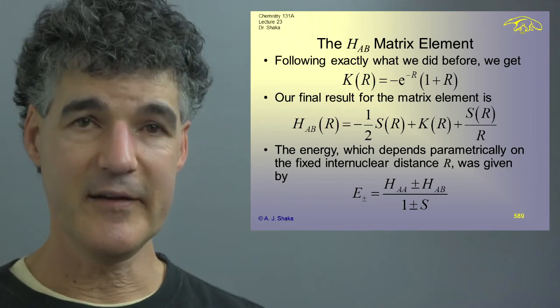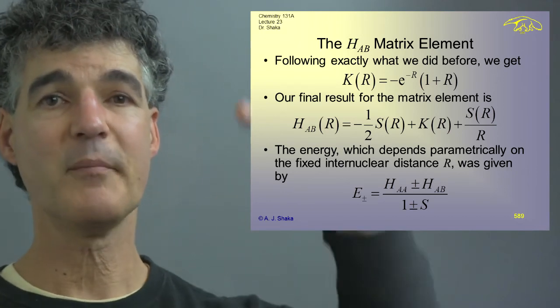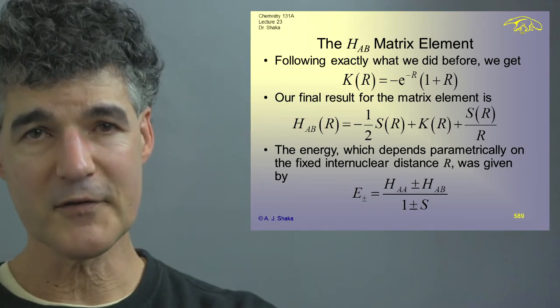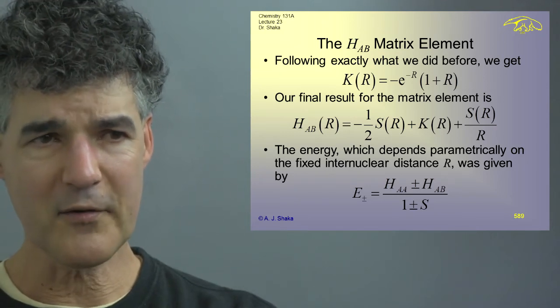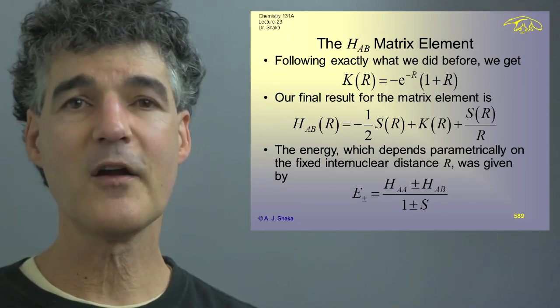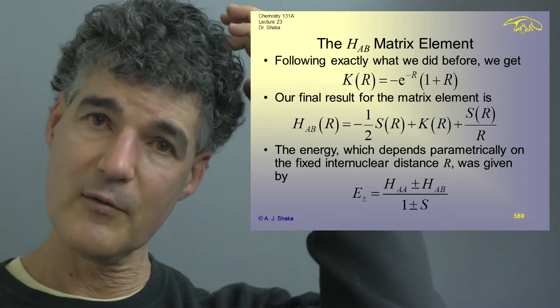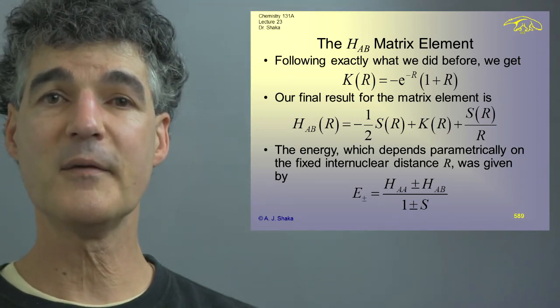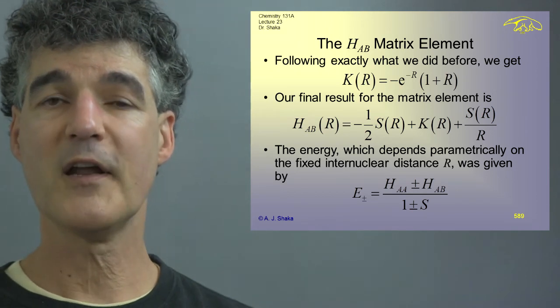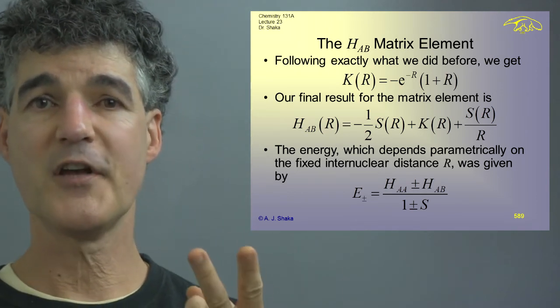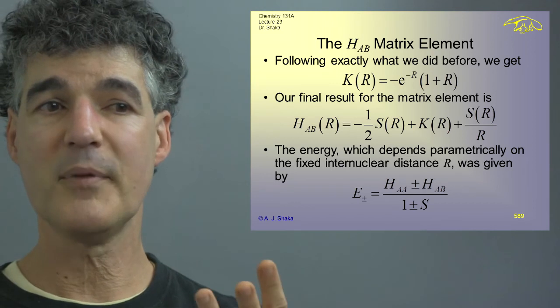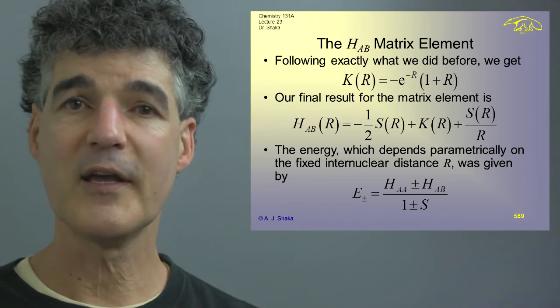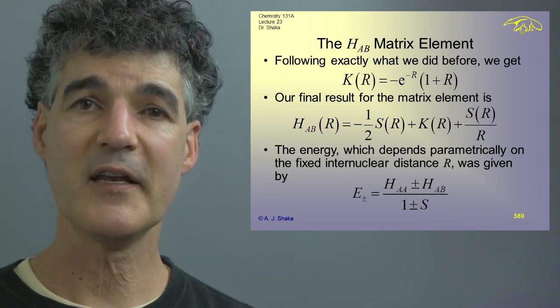The energy then, now we got to keep pushing back, so we've punched down several levels here, running these sub-programs. Now we've got to go back to where we were. Where were we? We wanted the energy. Now we've got all the dependence on R. We've got HAA, we've got HAB, and we've got 1 plus or minus S. We can calculate E plus and E minus.